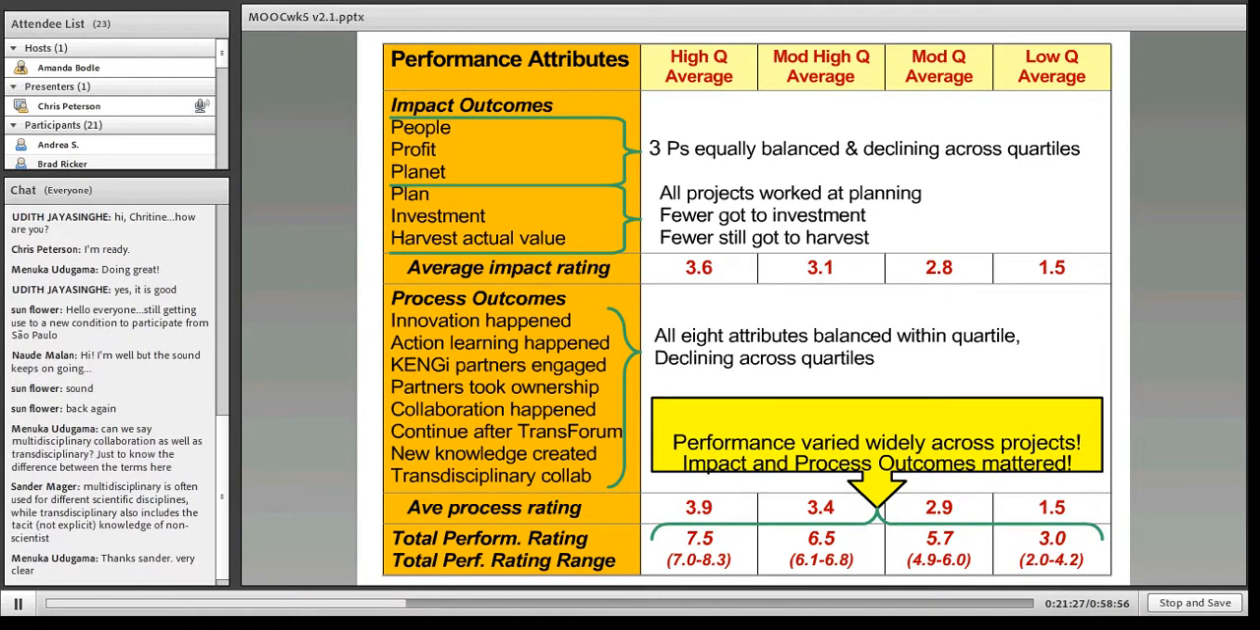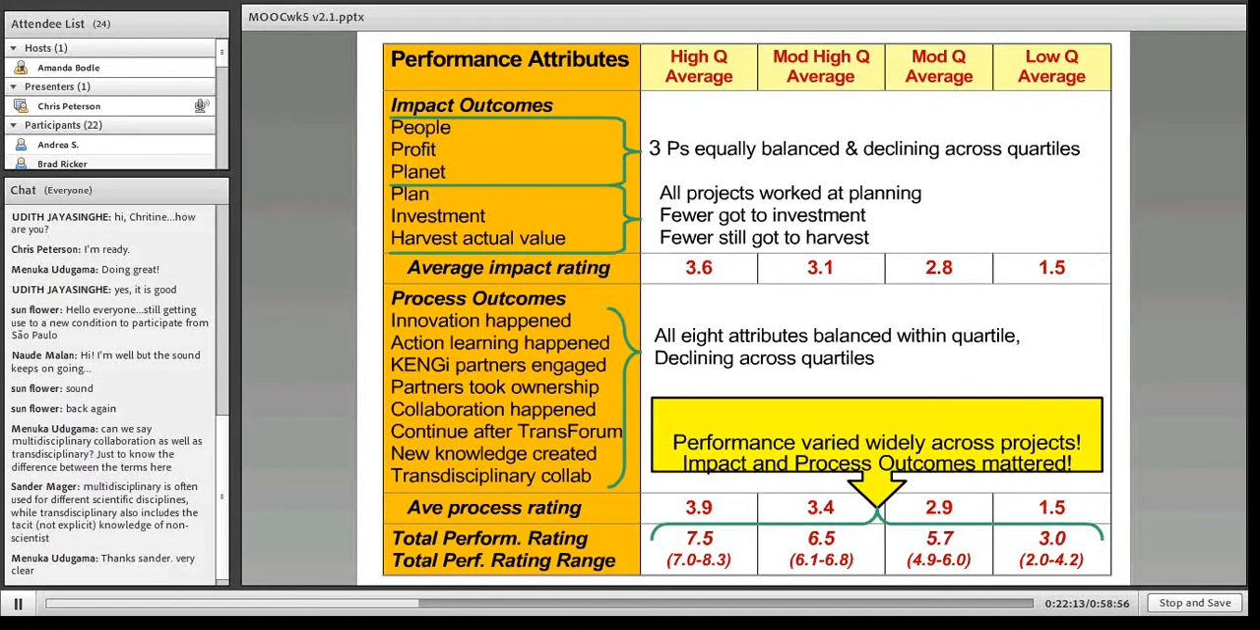We didn't find a project where there was high impact but low process outcomes, and nor vice versa did we find a project that had high process outcomes that then had low impact outcomes. These things tend to move together, and if you're going to manage projects, you need to ensure that you're focused not only on the impacts of people, planet, and profit, but also on the process outcomes of being sure that innovation, learning, and collaboration really occur within the project.